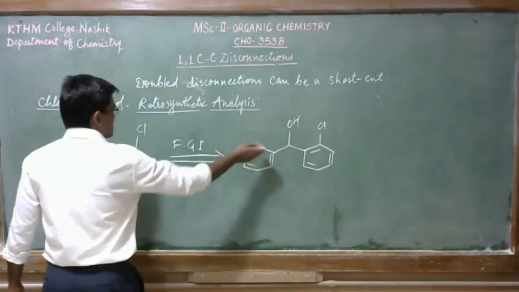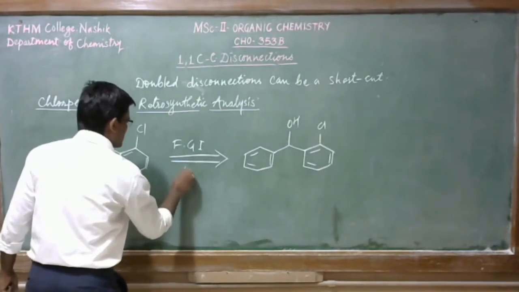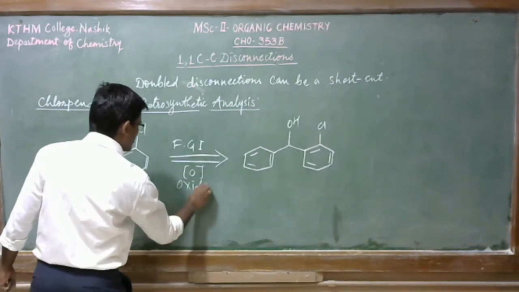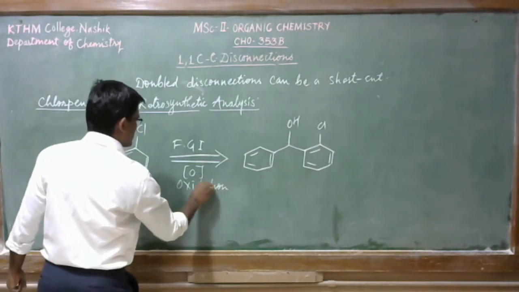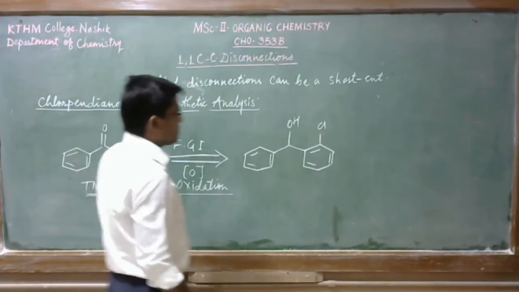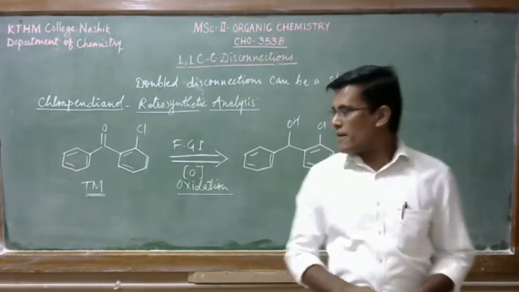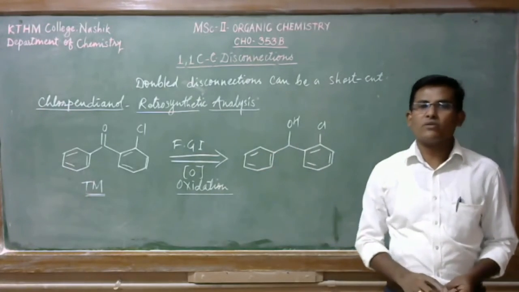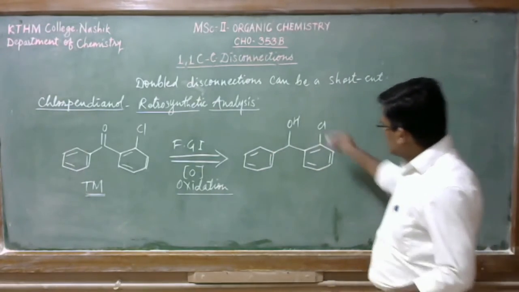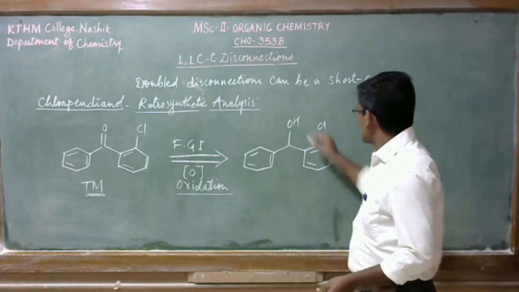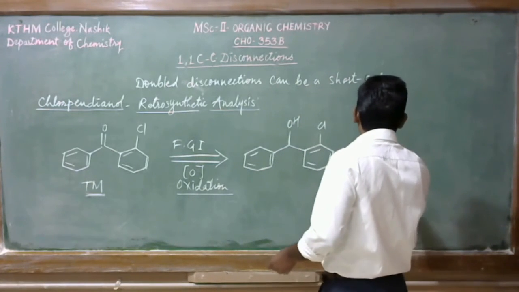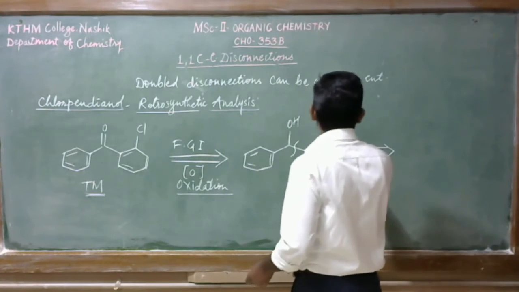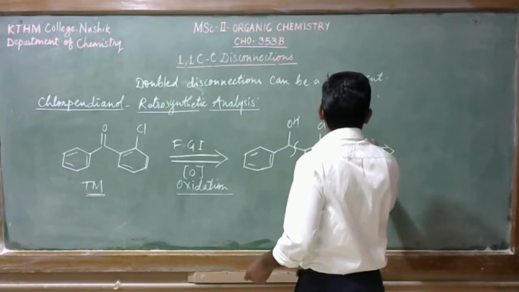So this alcohol can be oxidized. This is the oxidation. So here we have done FGI. This carbonyl functionality is transformed into alcohol. Now you can think about this carbon-carbon disconnection. So let us break this bond. So we have one carbon-carbon disconnection.